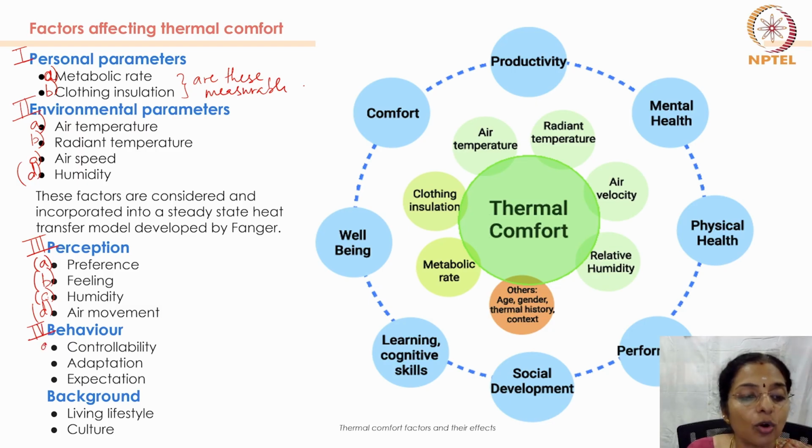Next is our behavior. Whether there is controllability of the behavior, whether we can control the environment, whether we can open the windows. Second is adaptation. Can I adapt? For example, human beings have learned to live even in the tundra region. That is adaptability. Not everyone can go and live in the tundra region the way an Eskimo lives there.